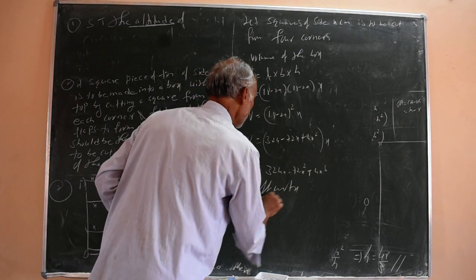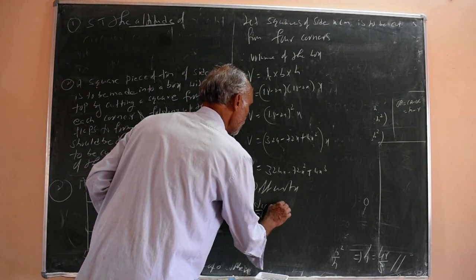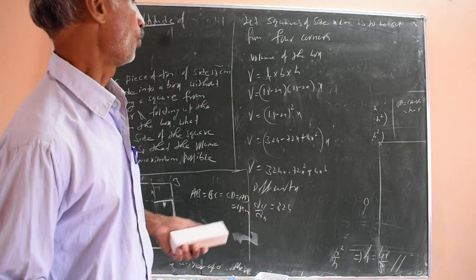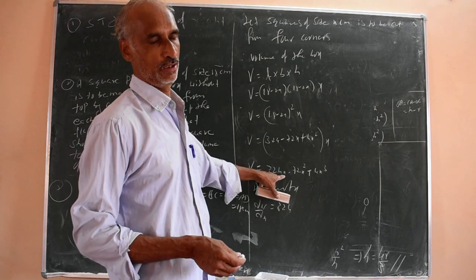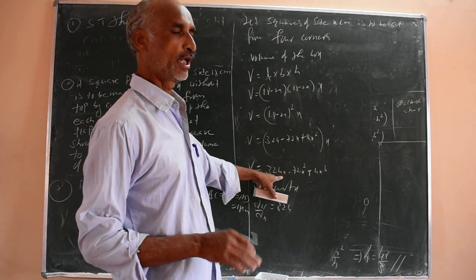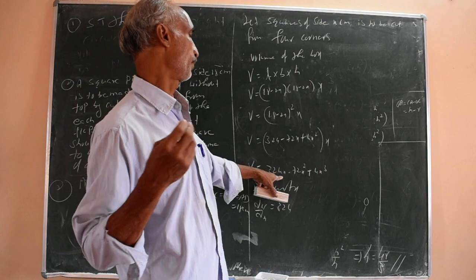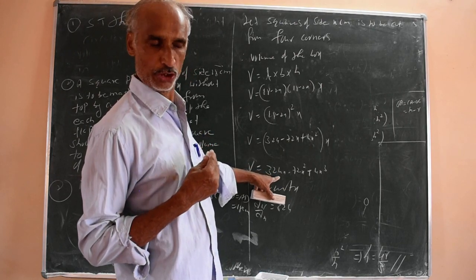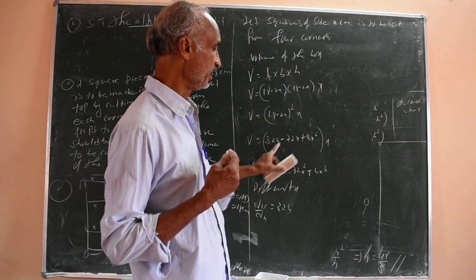Okay. dV by dx is equals to 324. Whenever plus or minus is there, you have to differentiate each and every term. Only one variable is there now, x. There is no difficulty of converting it into single variable because already volume is in terms of single variable.